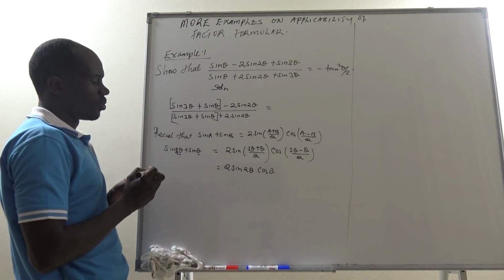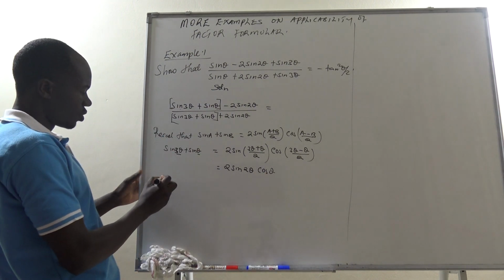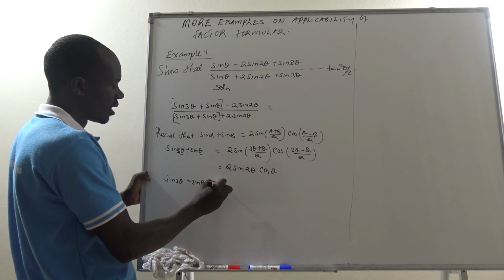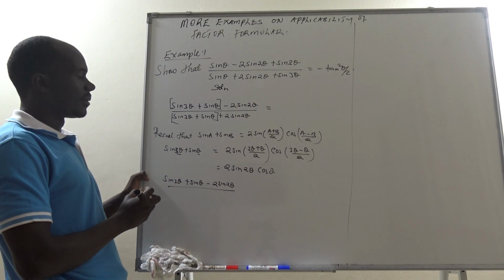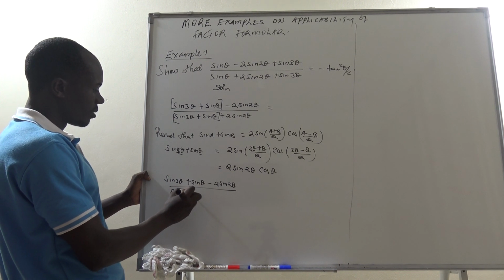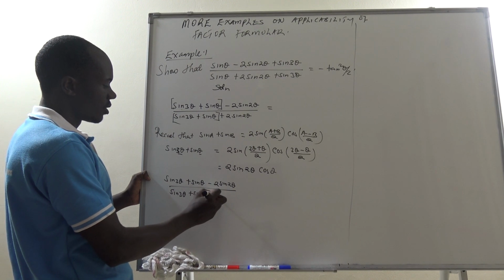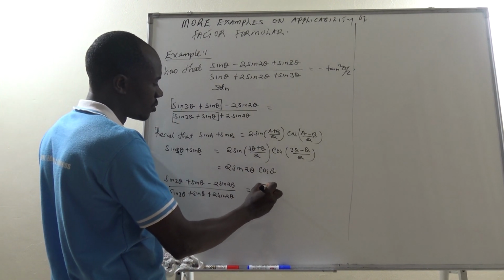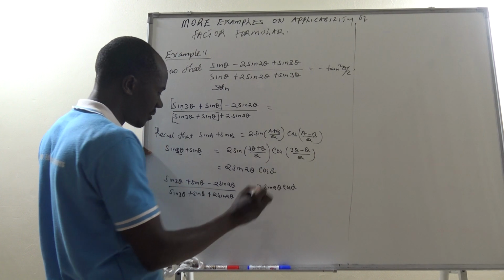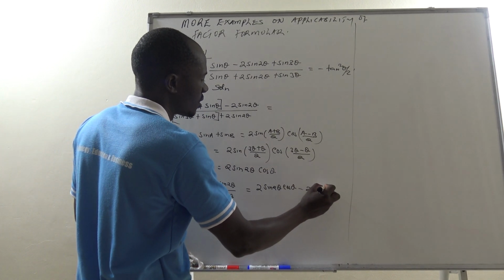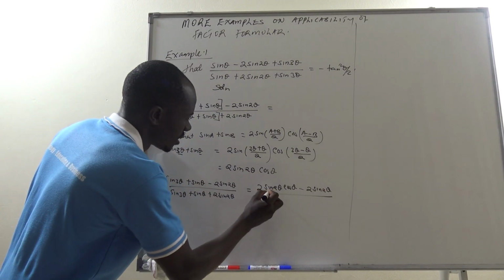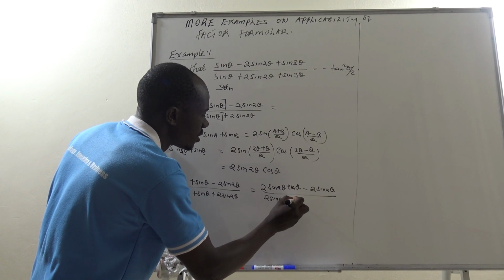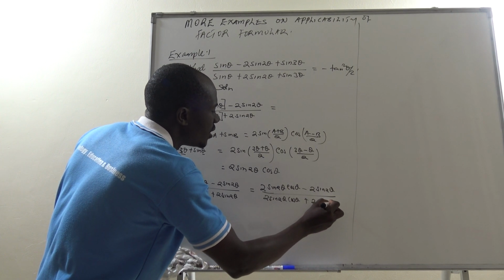Now, where we see these, we put them in. So sin 3 theta plus sin theta minus 2 sin 2 theta, all over sin 3 theta plus sin theta plus 2 sin 2 theta, is the same as 2 sin 2 theta cos theta minus 2 sin 2 theta, all over, because it is a plus down there, 2 sin 2 theta cos theta plus 2 sin 2 theta.